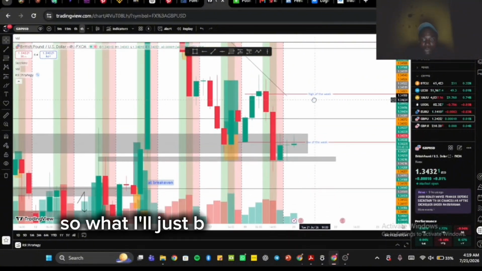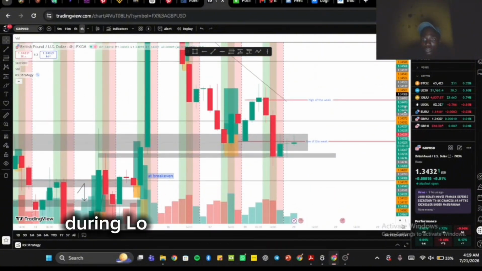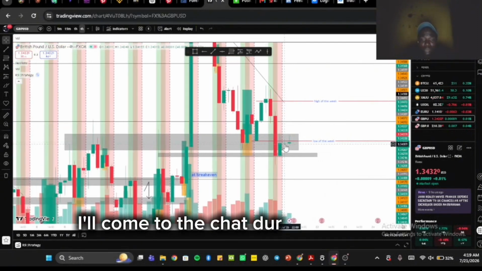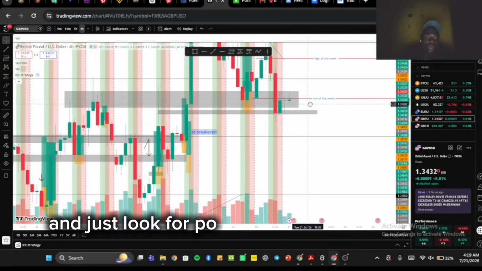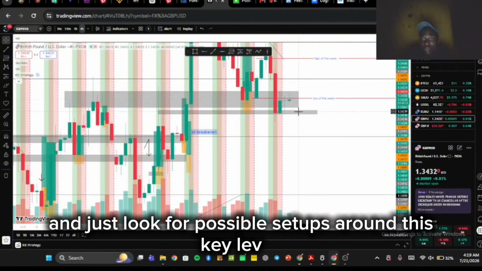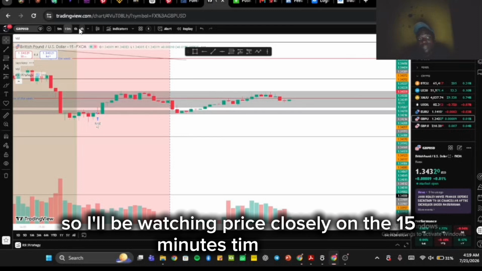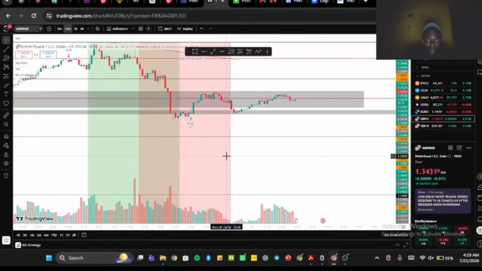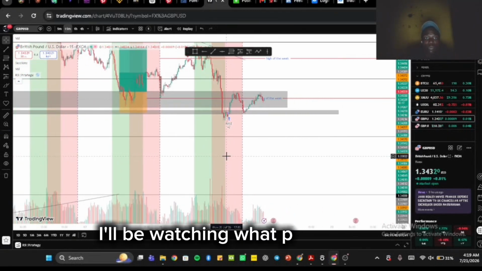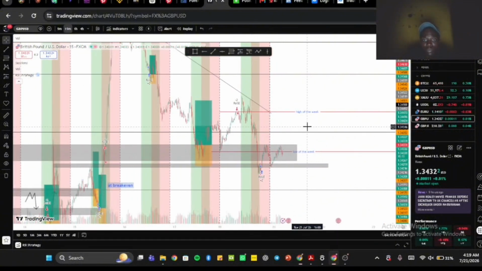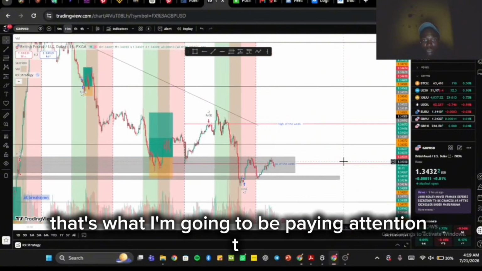So what I'll be doing is coming into the chart during London session, or if I don't see a setup during London session, I'll come to the chart during New York session and look for possible setups around these key levels, around this region. So I'll be watching price closely on the 15 minutes time frame. I'll be watching what price action I'm seeing on the 15 minutes time frame. That's what I'm going to be paying attention to.